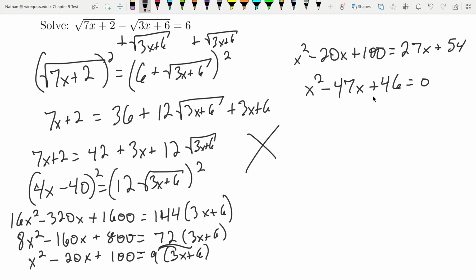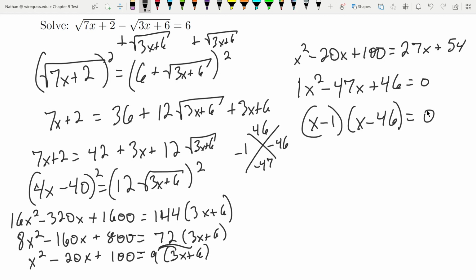This one actually ends up being easy because a is 1. 1 times 46 is 46, and b is 47. Two numbers that multiply to give 46 and add to give negative 47 are negative 1 and negative 46. Since a is 1 here, I can immediately factor this down into x minus 1, x minus 46. This is only true if x minus 1 equals 0, or x minus 46 equals 0. So x equals 1, x equals 46 are my solutions.